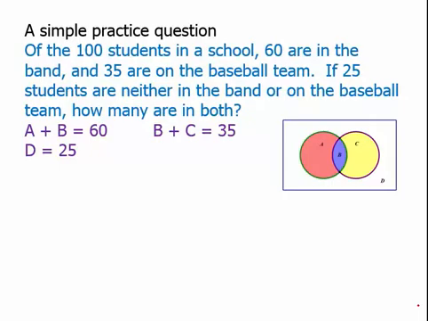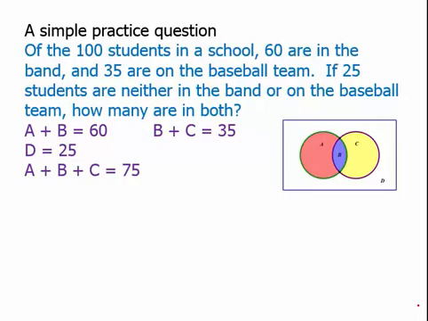So if outside the circle there are 25, and there are 100 students altogether, it means that all the people inside the two circles must add up to 75, because 75 plus 25 equals 100. And so it means that A plus B plus C has to equal 75.